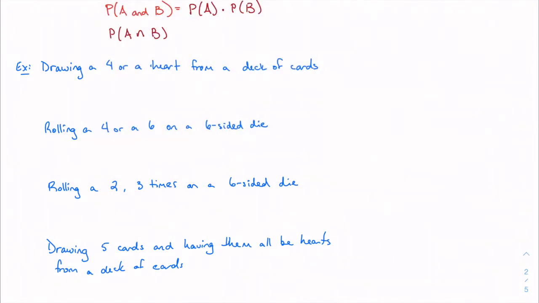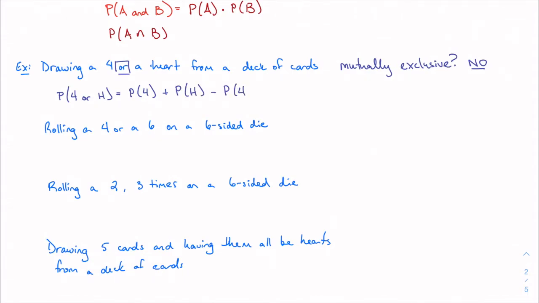Drawing a 4 or a heart from a deck of cards. So, or, right, I have my or statement here. Is this mutually exclusive? No, it is not. Why? Because there is a 4 of hearts in the deck. So my probability of a 4 or a heart, I actually now have to consider the probability of drawing the 4 of hearts. Right, so my probability of drawing a 4, there are 4 4s in the deck, right? One for each suit, so 4 out of 52.